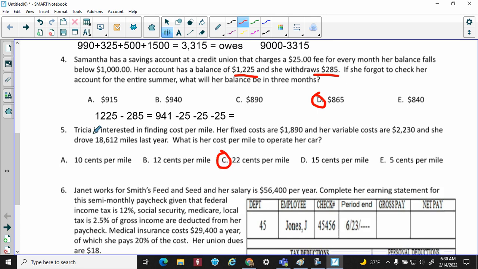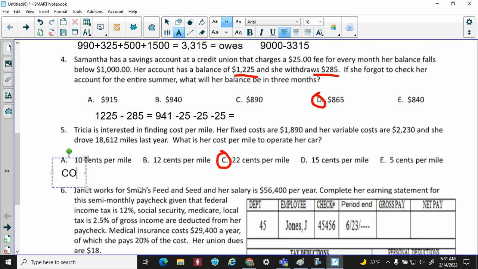It said Tricia is interested in finding cost per mile. Her fixed costs are 1,890 and her variable cost is this, and she drove 18,000. I'm going to abbreviate a lot here. To find the cost per mile, all I do is take her total costs and divide it by the miles. So very simply, I would take 1890 and 2,230. I've got to add those up first, and I would get 4120.